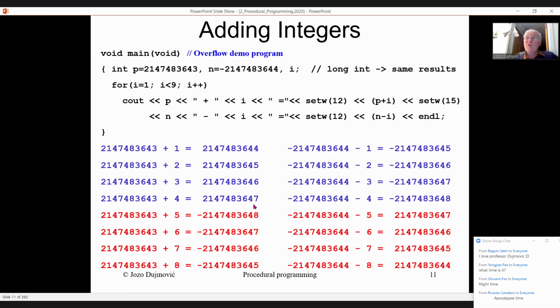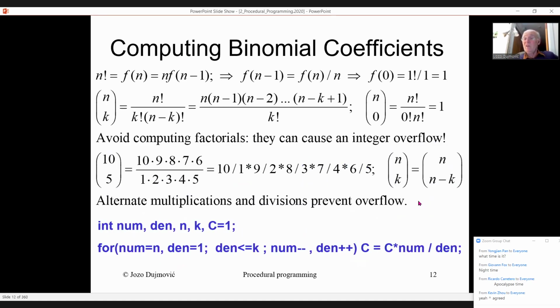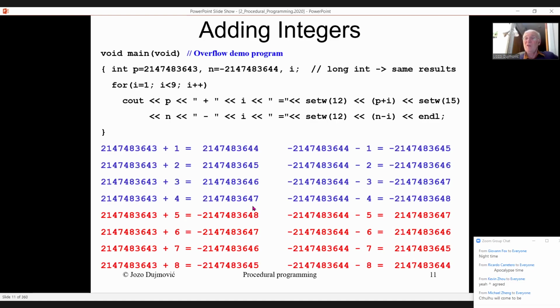Add 4 to this value, you get 7. Add 5, you are going to get a negative number. Here 3 plus 6 should be 9 and not 7. It is a negative number, and here is the same situation. So when we have these problems, we have to be aware of these numerical problems.